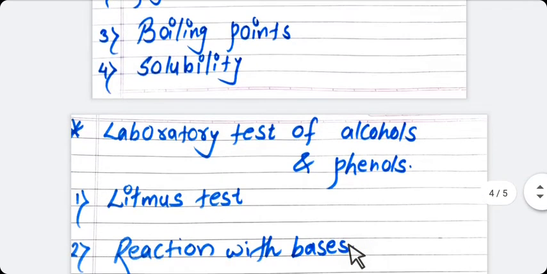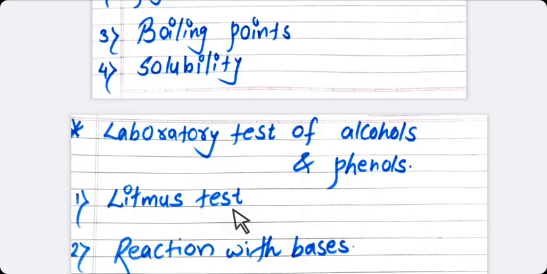So these are the 4 physical properties of alcohols and phenols. First property is nature of intermolecular forces. Second is physical state. Third is boiling point. And fourth is solubility.